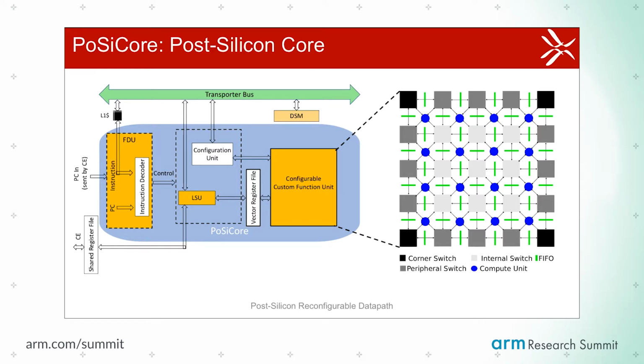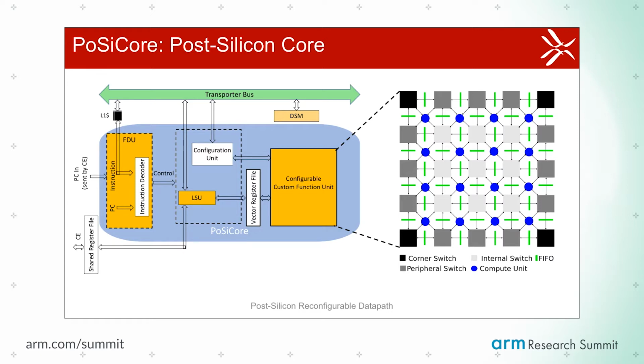The load store unit of PoSiCore is responsible for data movement between memory, CCFU, and CE. It has a vector register file, a shared address and data register file to facilitate streamlined movement of data across the pipeline. The configurable custom function unit consists of regularly laid out compute units interconnected by switches.